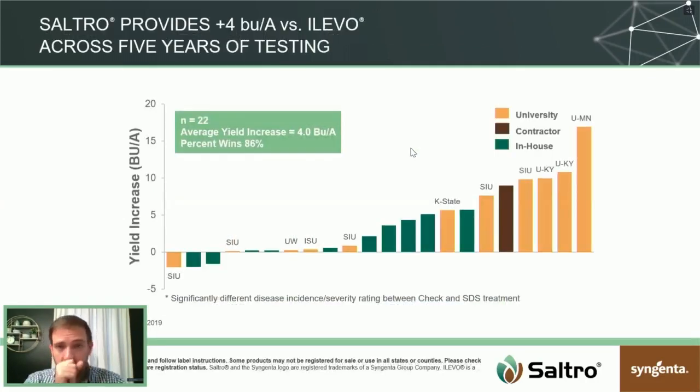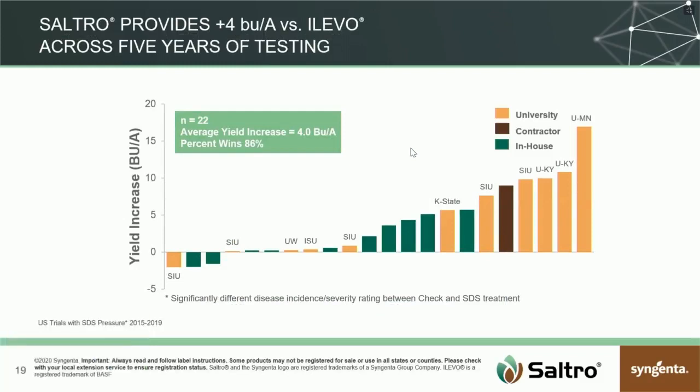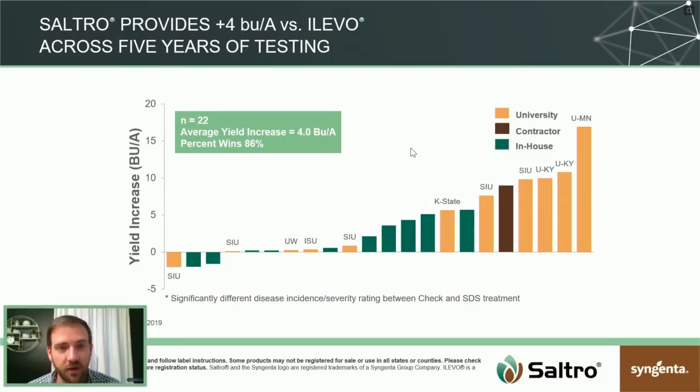On average, across 5 years of testing, what we've seen across many university trials, lots of third-party research with this as we've led up to the commercialization of the product, is on average a 4 bushel an acre improvement over Olivo. So we're not comparing to a check, because what we've seen in the marketplace is that if growers have a problem with SDS, they're not using nothing. They are using Olivo because it's the only option that's really worked. So we've always measured ourselves to the market standard in this space.